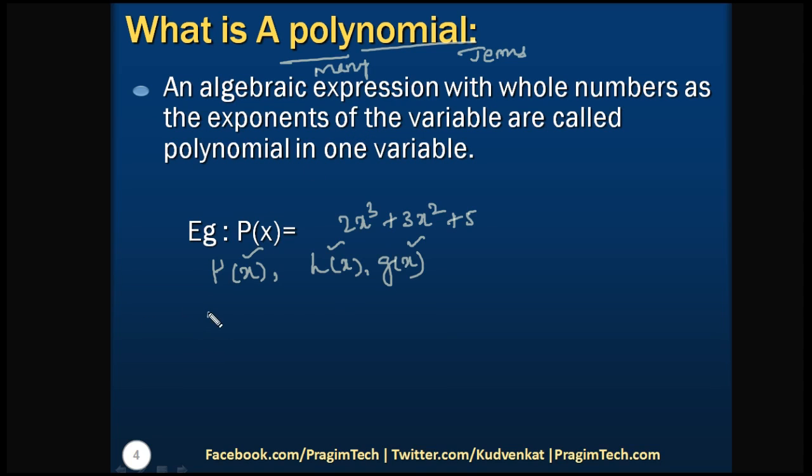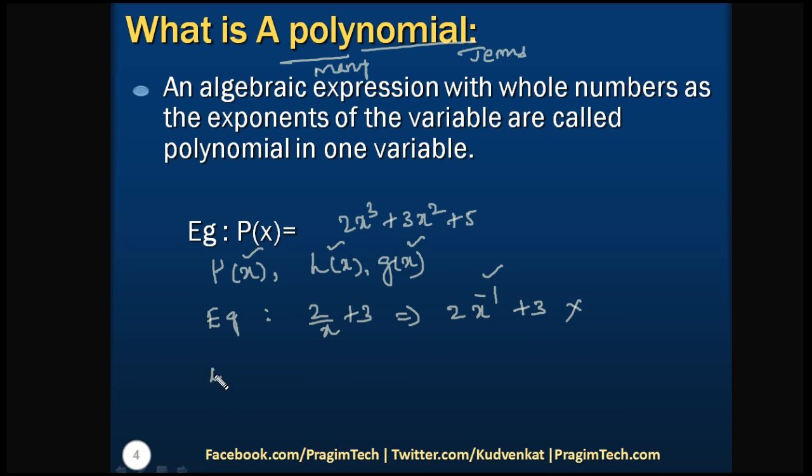Let's take one example, 2/x + 3. Can we say that it is a polynomial? No. Why? Because if we represent this in terms of exponent, it is going to be 2 into x to the power of -1 + 3. That means the exponent of the variable x is -1. As you know that -1 is not a whole number, so I can say that this is not a polynomial. Right, students?